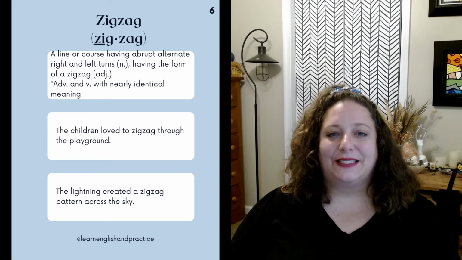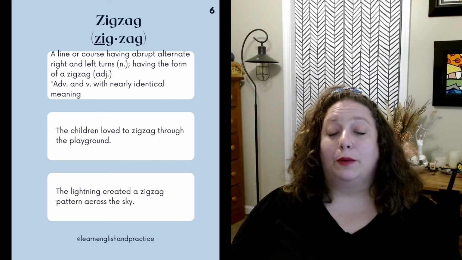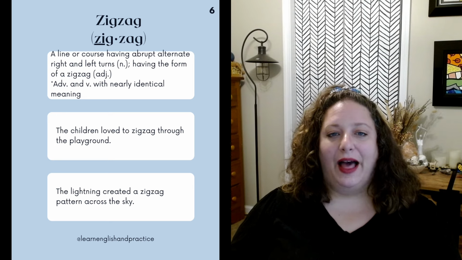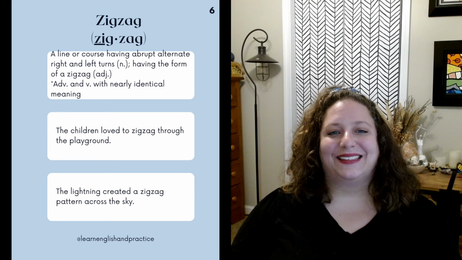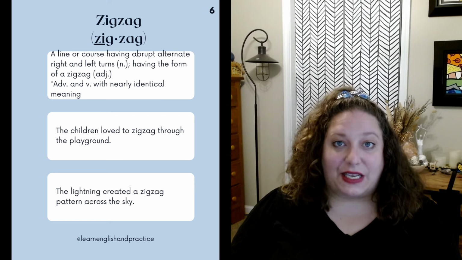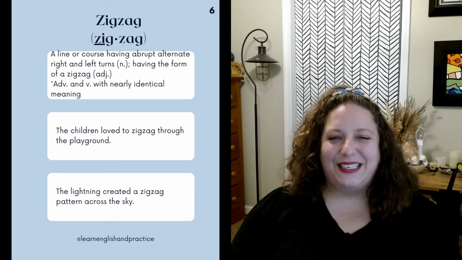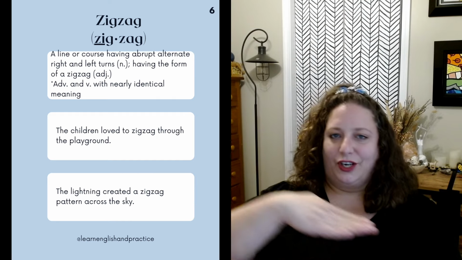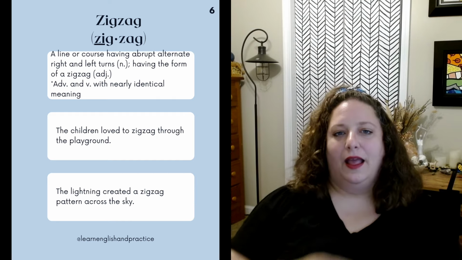Zigzag. This means a line or course having abrupt alternate right and left turns as a noun, having the form of a zigzag as an adjective. And there's an adverb and verb with nearly identical meanings as well. So this idea of a zigzag has to do with very sharp turns like that.